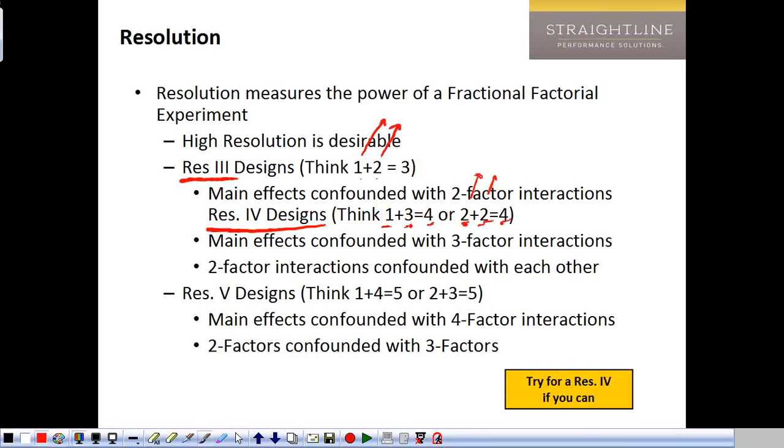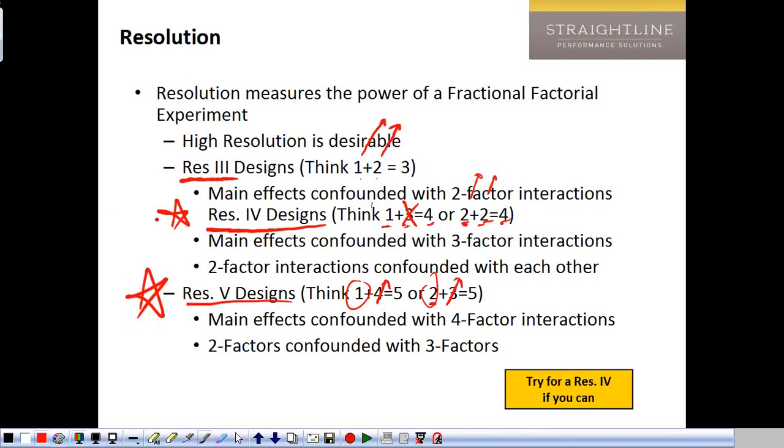The ones are confounded with the three-factor interactions. In this case, we're going to assume that it's not the threes, but it's the ones that make the difference. So Res 4s are pretty good. Res 5s are really good. So 1 plus 4 is equal to 5, or 2 plus 3 is equal to 5. In this case, our main effects are confounded with four-factor interactions. No big deal there. And our two-factor interactions are confounded with threes. Not so bad either. So in this case, we're going to go with the ones and the twos. So Res 5s, good designs.